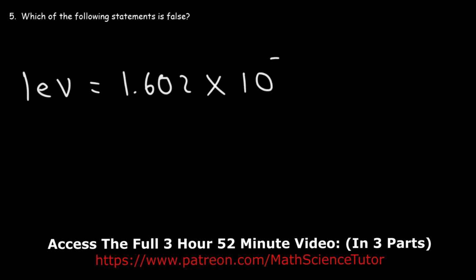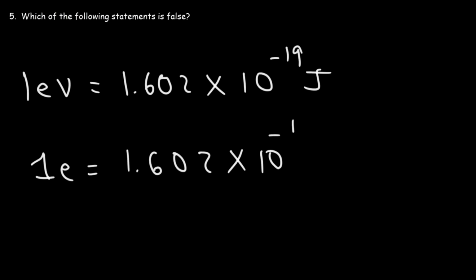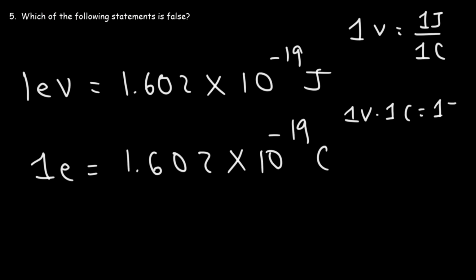So here's the conversion. 1 electron volt is 1.602 times 10 to the negative 19 joules. Just as 1 electron has a charge of 1.602 times 10 to the negative 19 coulombs. So we said that 1 volt is basically 1 joule per coulomb. So if you multiply 1 volt by 1 coulomb, you'll get 1 joule. So if we multiply the charge of an electron by 1 volt, we will get the units joules.